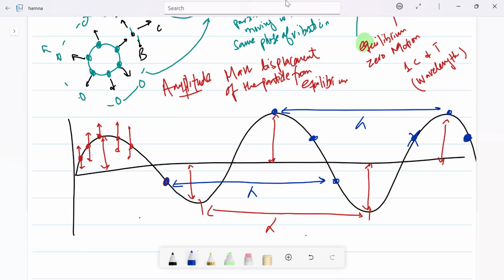So the 2 points on the wave should be exactly the same. For example, if we are taking crest to crest, or trough to trough, or any point of instantaneous displacement, then in the next wave we have to stop at exactly that same point.